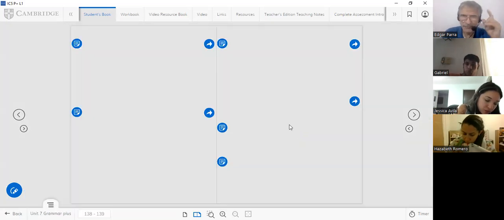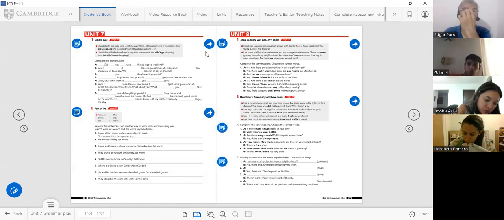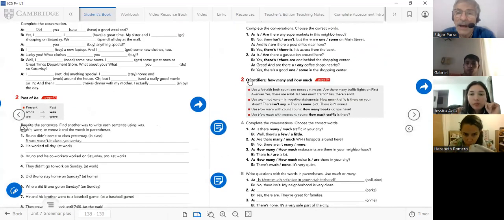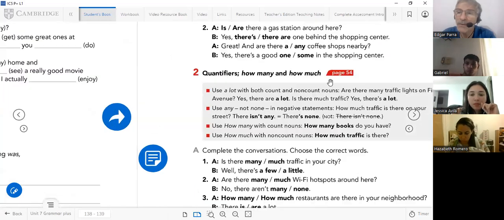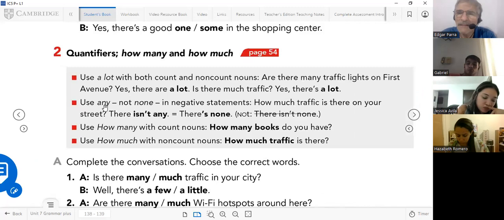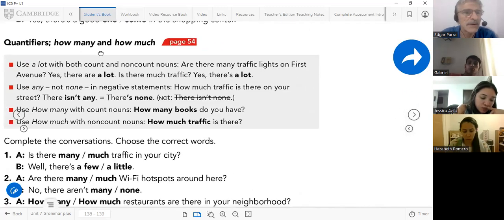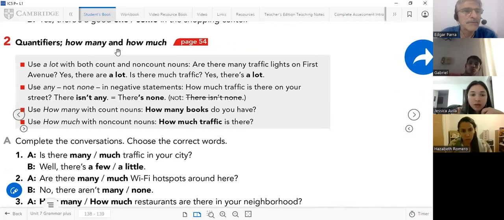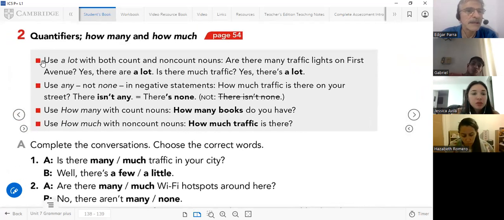Pay attention. Okay, here we are, the quantifiers over here. How many and how much from page 54. Can you read the first explanation here, Jessica?